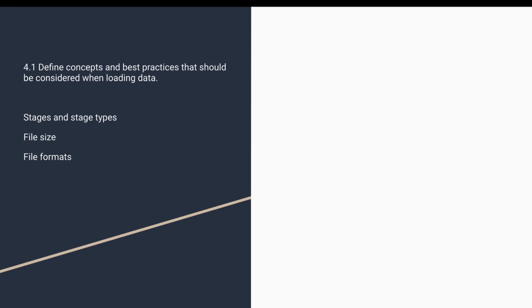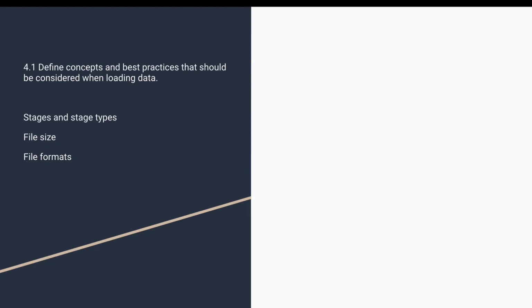What can be the external stage, or where can we create the external stage? An external stage can be any cloud provider storage area. In the case of AWS, it could be S3, or Azure Blob storage, or Google Cloud Storage. File size and file format.